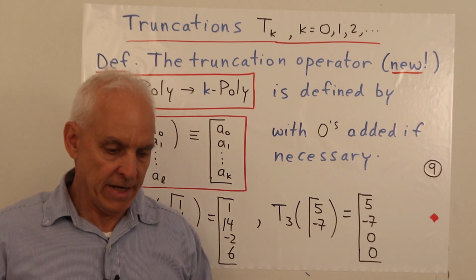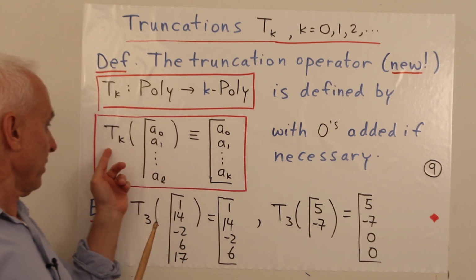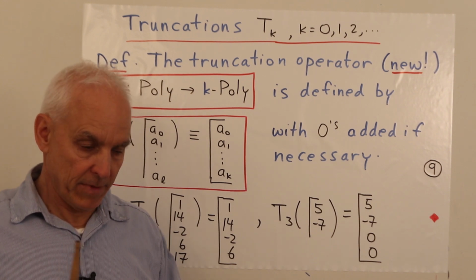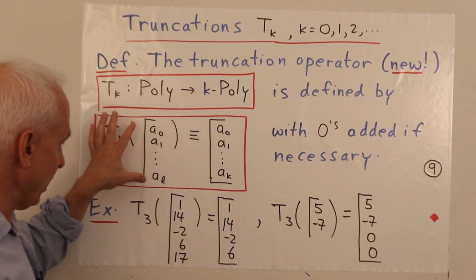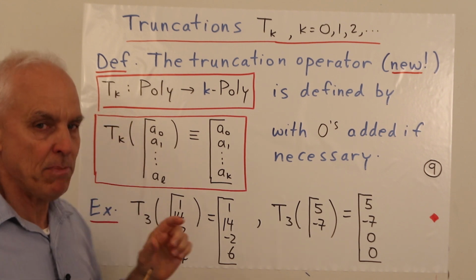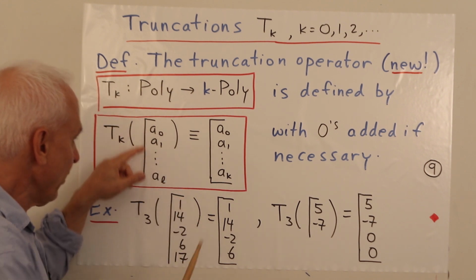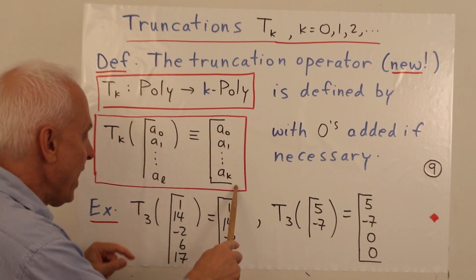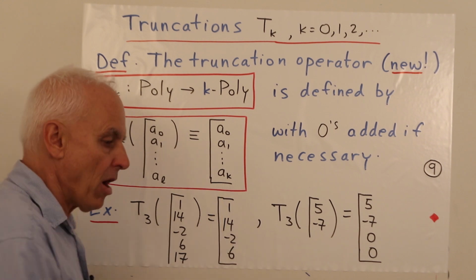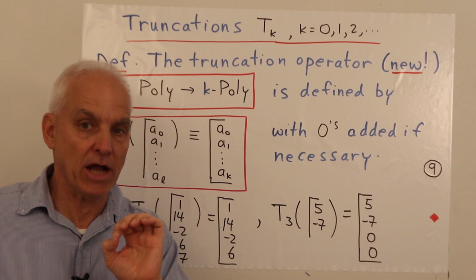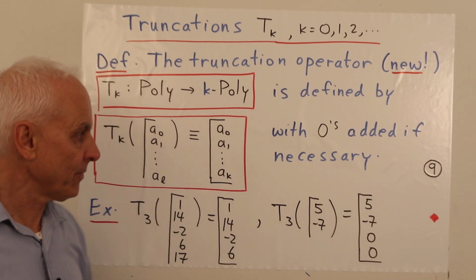Now l could be bigger than k, it could be smaller than k. It could be equal to k. It doesn't matter. What we're going to do is we're going to truncate this thing. We're going to take the top k plus 1 elements here, so a0, a1, down to a sub k, and then we're going to stop. So we're going to put a bar underneath to ensure that we get a k poly and not a poly.